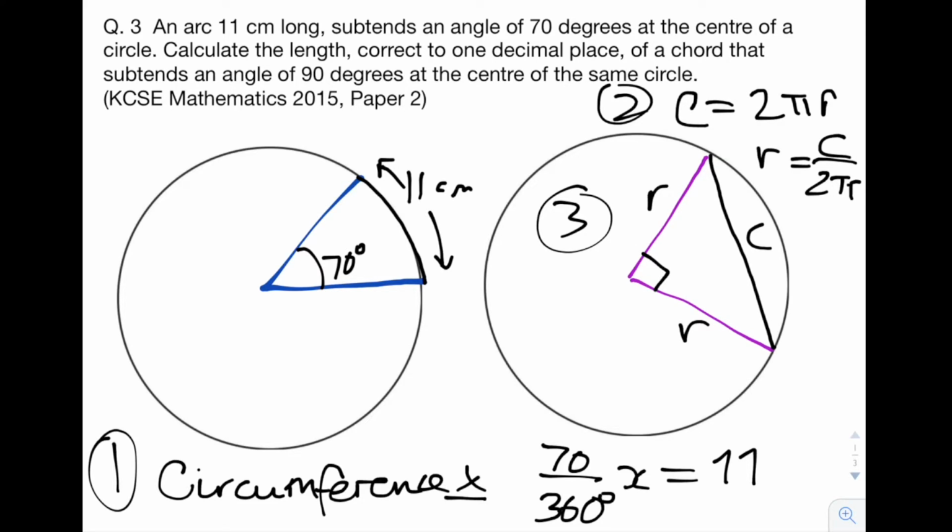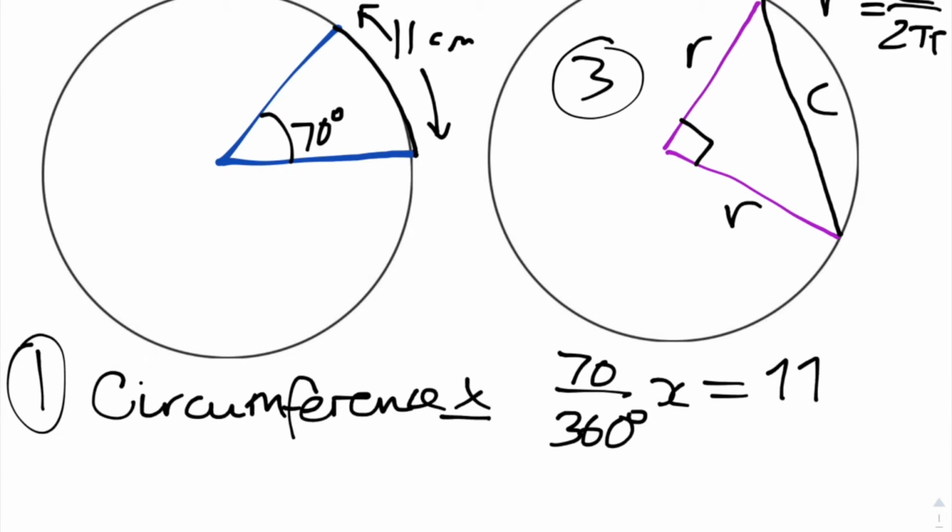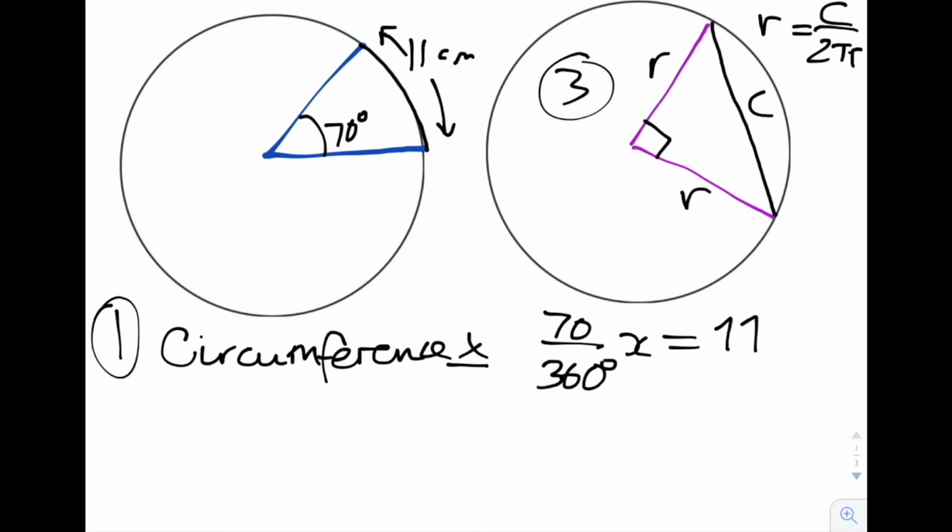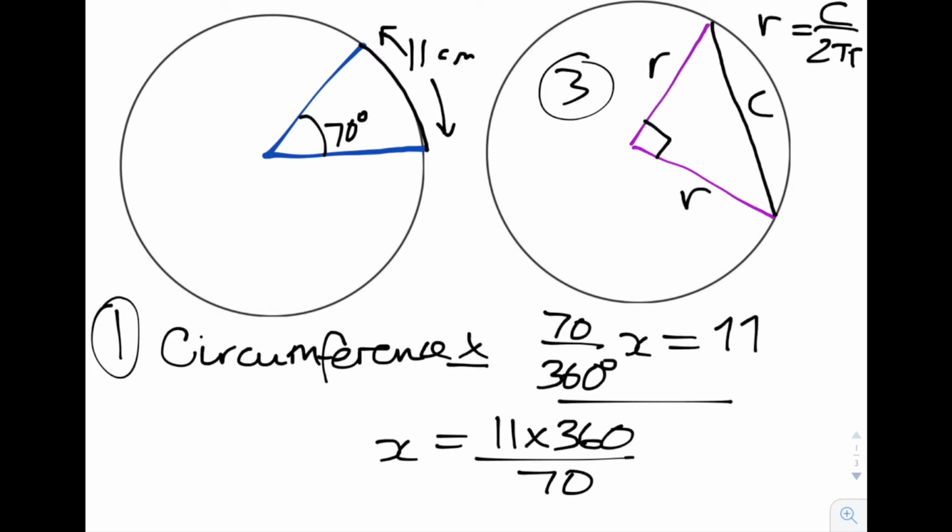So let's start with step 1, which is to find the circumference of the circle. The circumference x of the circle can be expressed using this equation here, 70 divided by 360 multiplied by the circumference, x, is equal to 11. We can rearrange this to make x the subject. Let's bring this 360 to the other side by multiplying both sides by 360. So x is equal to 11 times 360 divided by 70.